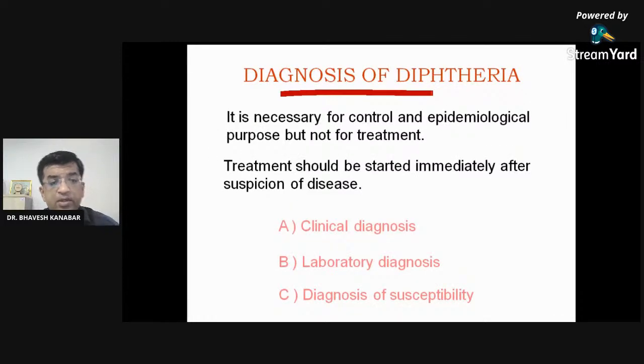Now, diagnosis of diphtheria. Diagnosis is based on clinical diagnosis, laboratory diagnosis, and diagnosis of susceptibility. Most commonly, we can diagnose diphtheria by clinical diagnosis, that is, the typical presentation of diphtheria. Typically, there is membrane formation, a grayish white or grayish yellow membrane in the mouth. It is the typical sign by which you can recognize this disease. So clinical diagnosis is important in diphtheria. Then laboratory diagnosis separately.